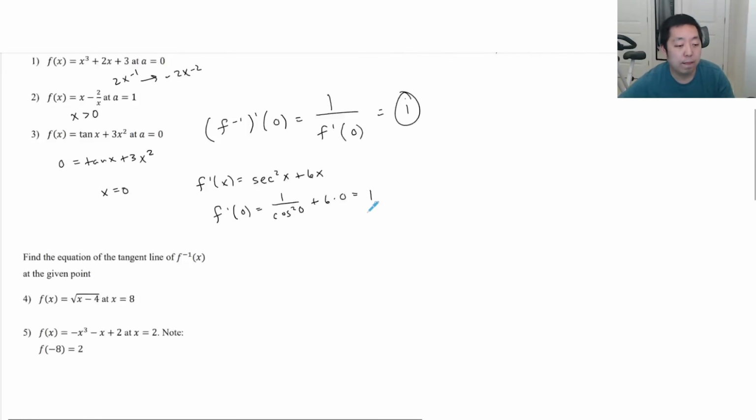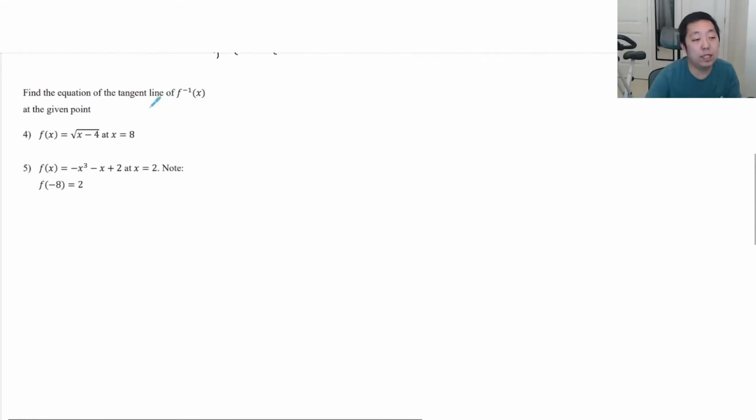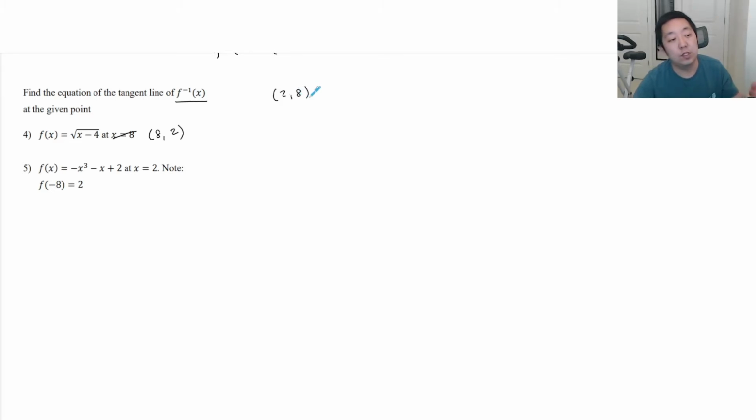Okay. Now here we're going to do a kind of similar thing. Find the equation of the tangent line at the given point. Kind of the same idea. You want the tangent line of the inverse function at this given point on this function. Maybe more clearly I should rewrite this. This is the point 8, comma 2 on this function here. So what do we want to do? Now, for the inverse function, the point is 2, comma 8. So we swap the x and the y.